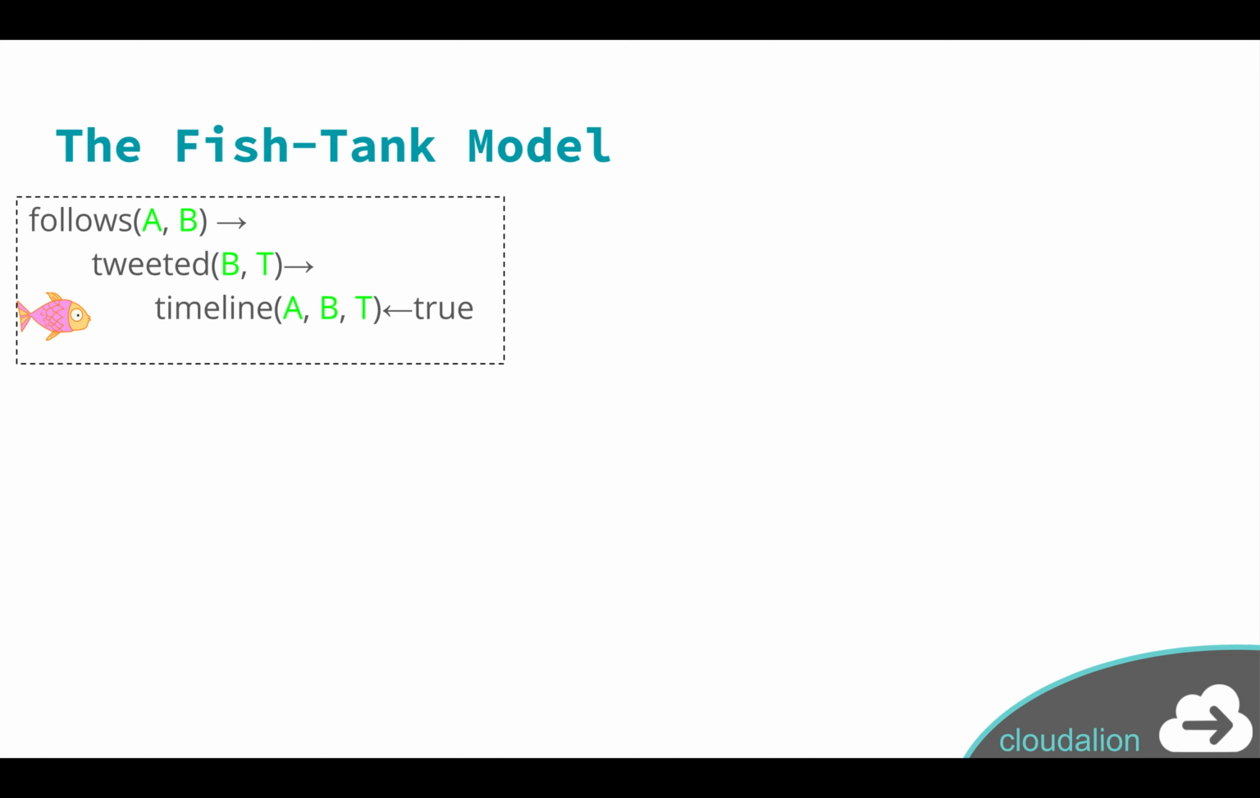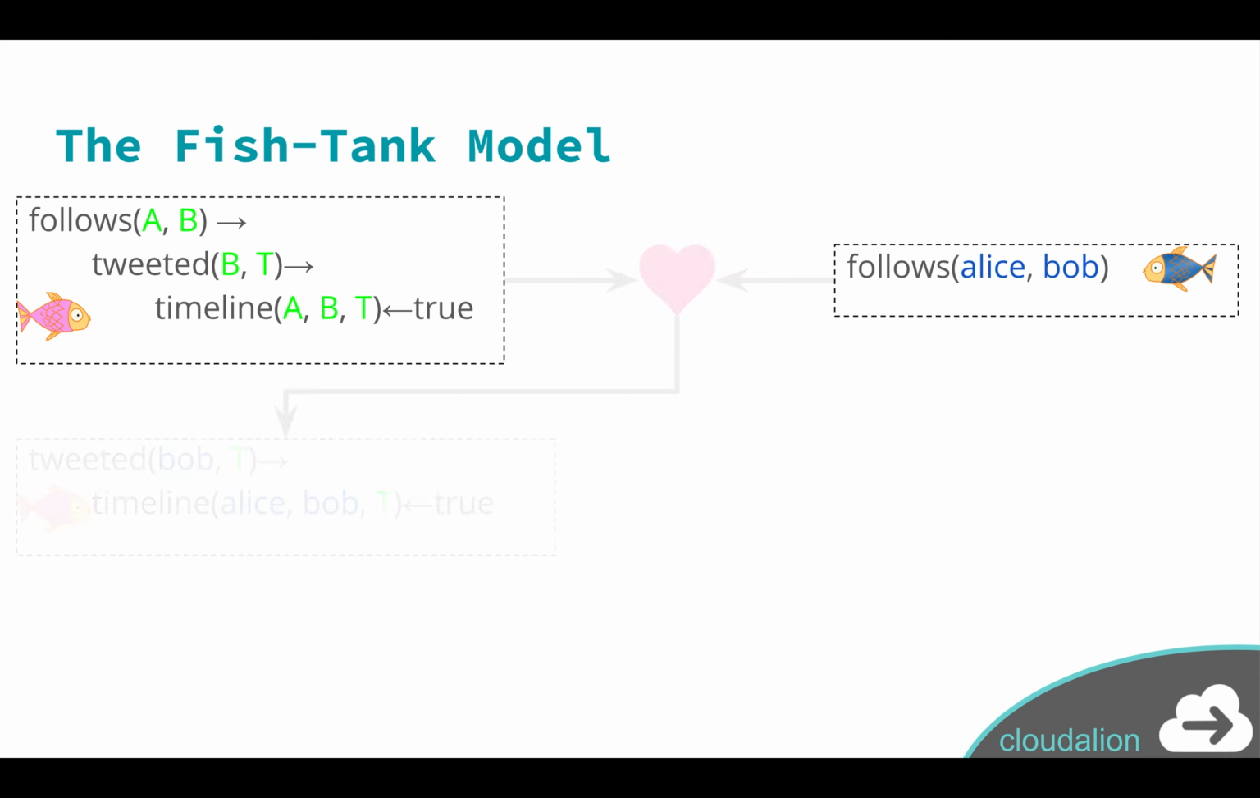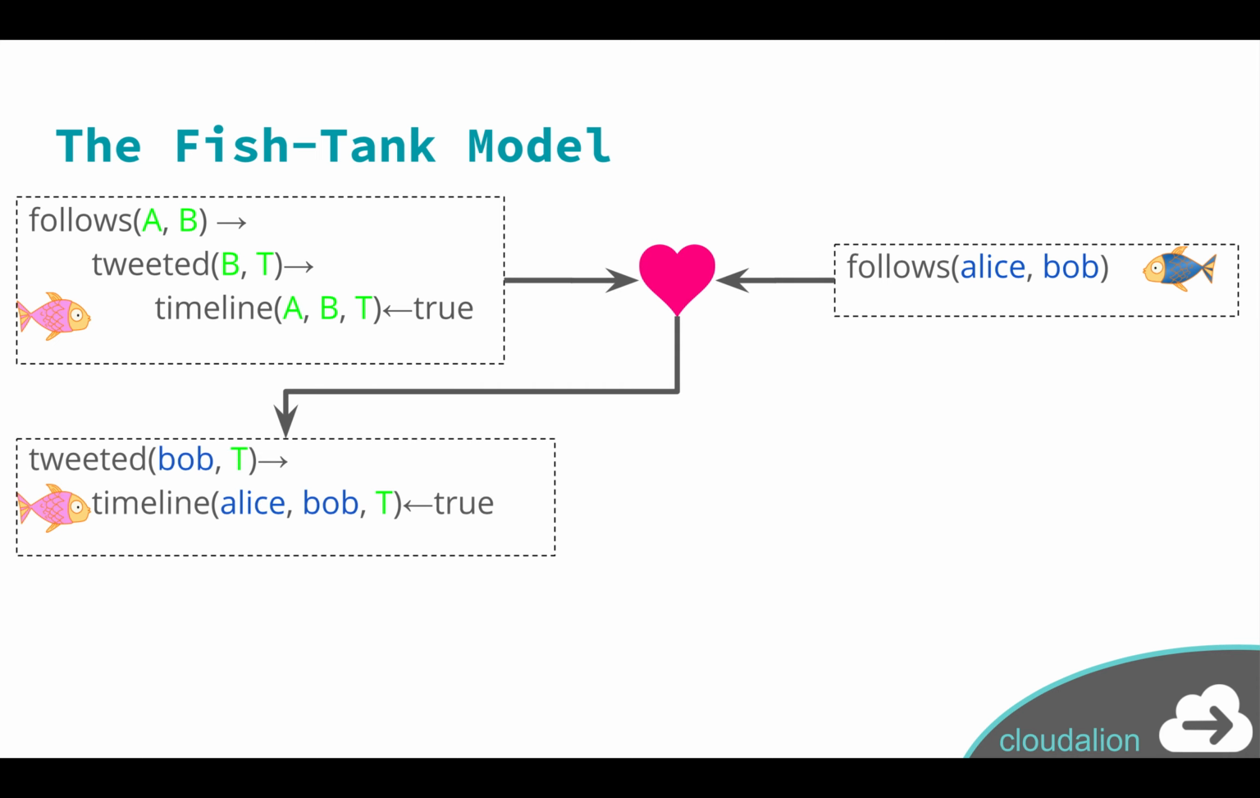We treat rules and facts as fish in a fish tank, in what we call the fish tank model, which is the computational model that evaluates CloudLog. We treat rules as female fish and facts as male fish. Now, if the fact matches the left-hand side of a rule, they create an offspring, and that offspring in this case is by itself a rule, a female fish, matching all of Bob's tweets into Alice's timeline.